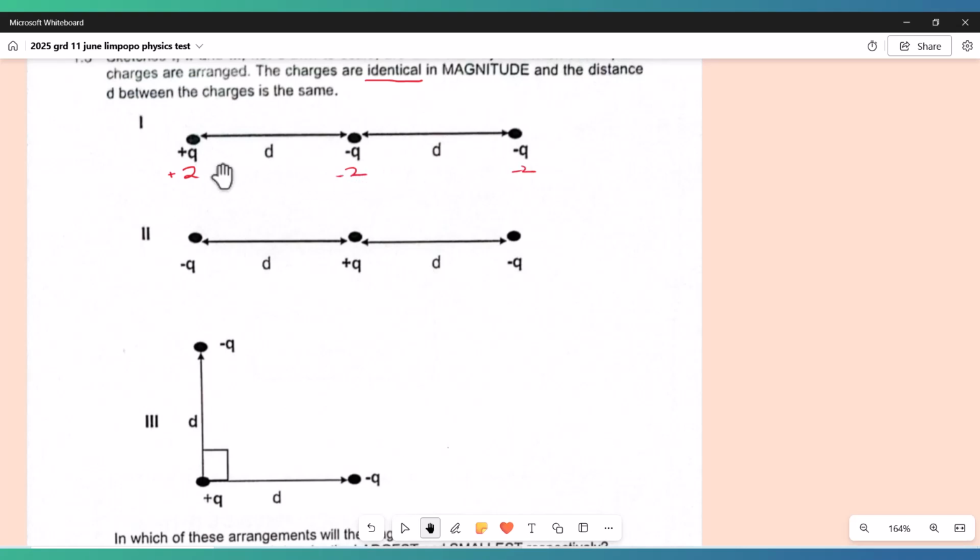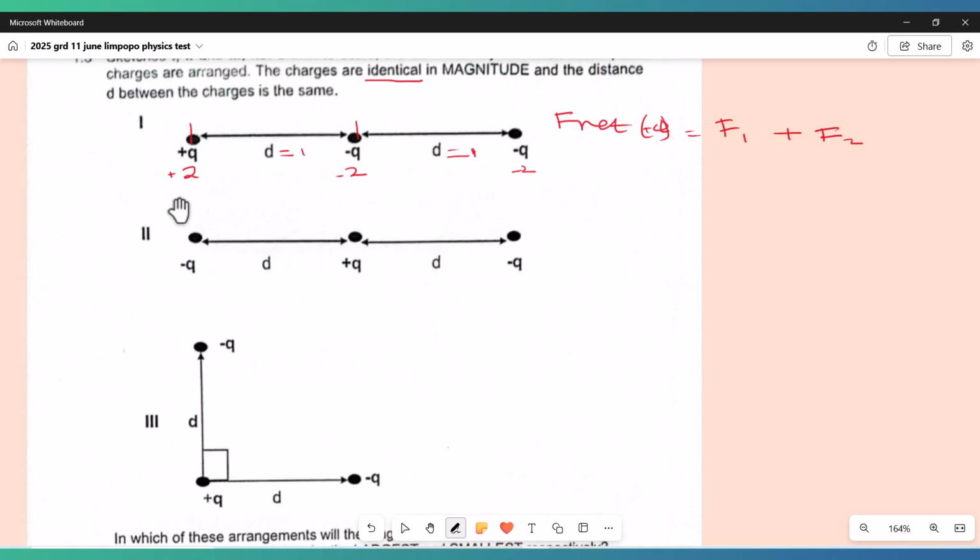Let's find out what the net force on this positive charge is. Let us give D a constant, say it is 1 meter, and also here 1 meter. The net force on the positive charge, I'm going to call it F net, is going to be given by the force between this positive charge and the negative charge here, let me call it F1, plus F2.